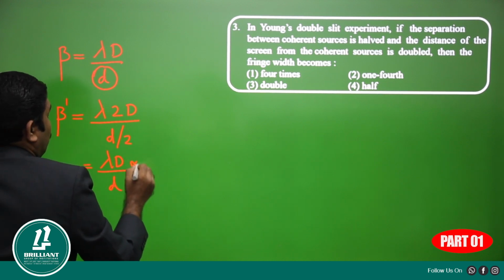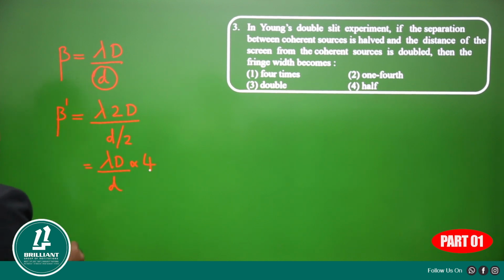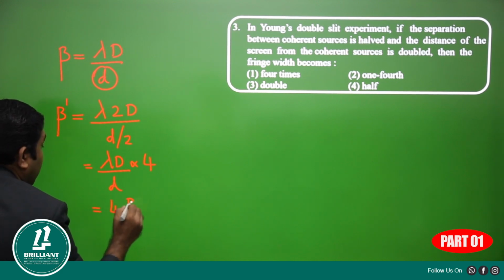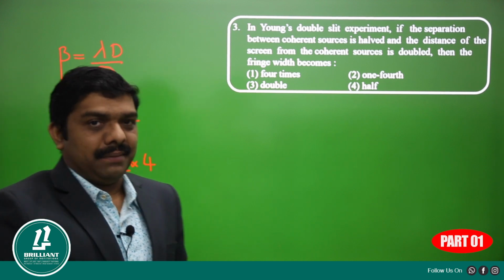Now we can write that is equal to lambda D by d. This 2 will come to the numerator, into 4. So lambda D by d is beta. So we can say that is equal to 4 beta. Bandwidth increases by 4 times.